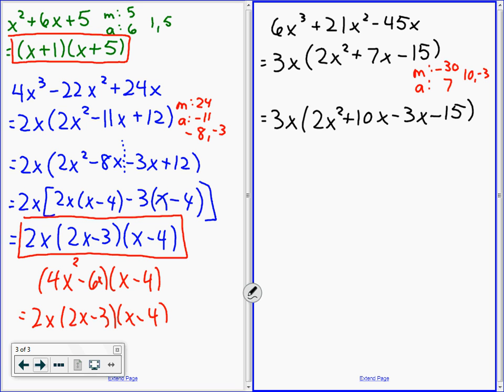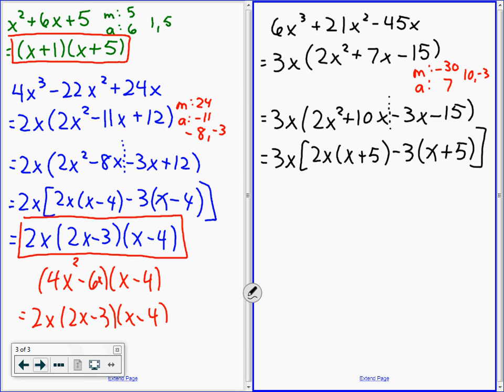I'm going to put a little dotted line down the middle. What's common, please, between 2x squared and 10x? 2x. Good. And what's up inside the brackets? x plus 5. Great. Lisa, what's common, please, between negative 3x and negative 15? Negative 3, good. And what's up inside the brackets? x plus 5. Good. Wonderful, tremendous, awesome. Charles, can you please neaten up those brackets for me, please? So it comes out to 3x, open bracket, x plus 5, close bracket, open bracket, 2x minus 3, close bracket.